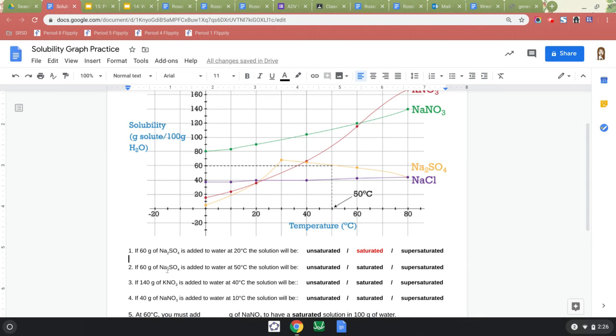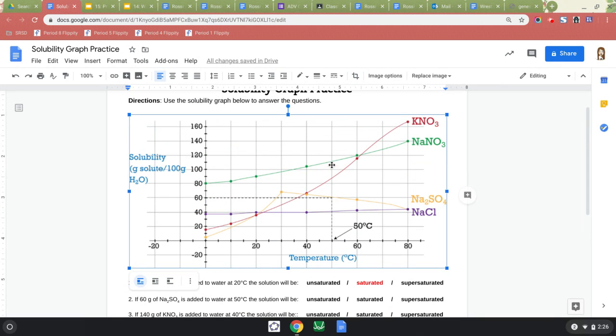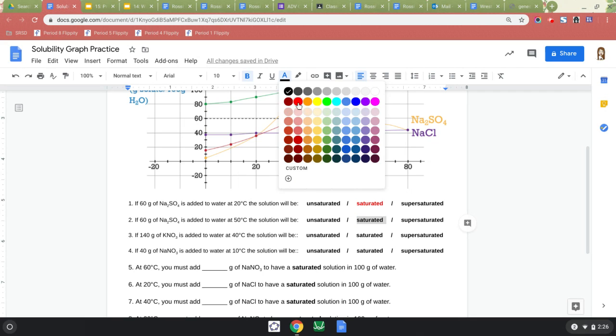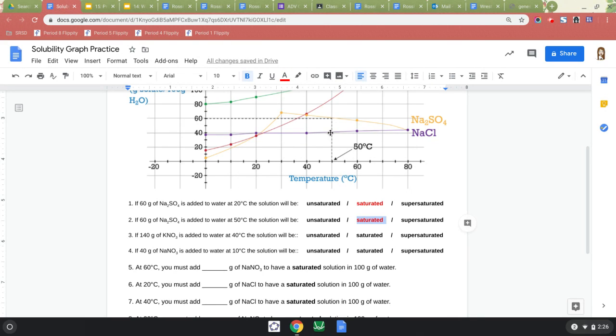If 60 grams of Na2SO4, or sodium sulfate, is added at 50 degrees Celsius, the solution will be, so again, I'm following that yellow line, and if I'm adding it at 50 degrees Celsius, here's 50, I'm going to follow up, and at 60 grams, that looks like it's right at that saturation line. So again, my answer would be saturated. If it fell below the line, let's say it said we only put in 40 grams, it would be unsaturated. Remember, to be supersaturated, it has to say something about dissolving more, changing the temperature to get more dissolved, and that does not say that anywhere on here.